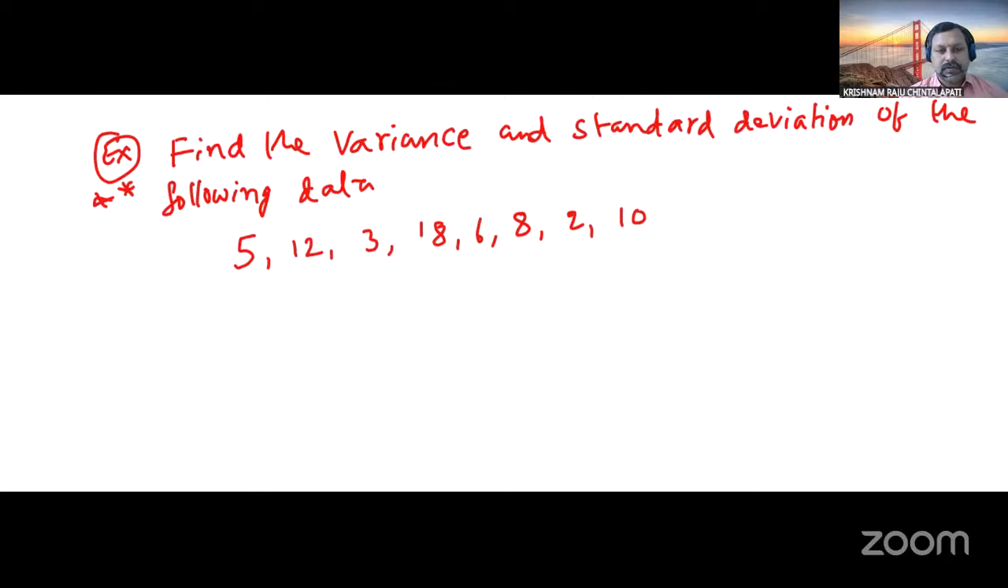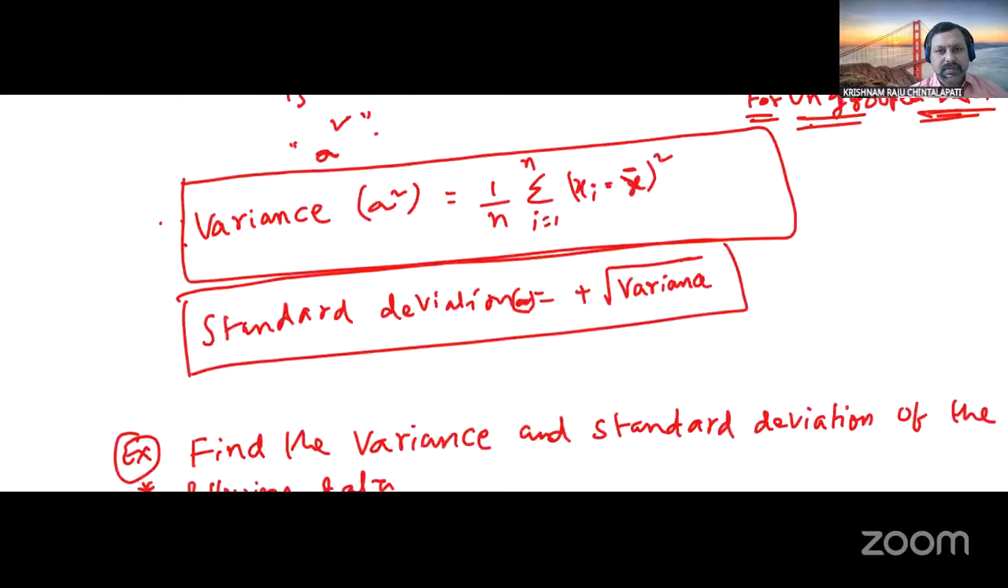So what is the formula? Variance is symbolized by sigma, read as sigma square. Sigma square equals 1 by n times summation i equal to 1 to n xi minus x bar whole square. X bar is nothing but the mean, which we already studied in previous classes. Mean, for ungrouped data, is the sum of the observations divided by the number of observations. So first you should find the mean.